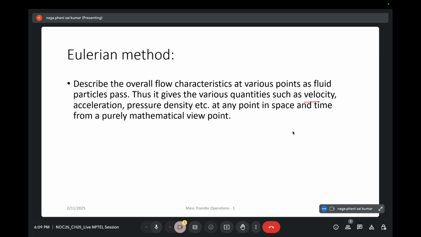Let's say we want to calculate velocity at any point x, y, z. The velocities at any point x, y and z can be written as follows. Again, even in the Eulerian method, velocity will be a function of time, sorry, spatial coordinates and time.